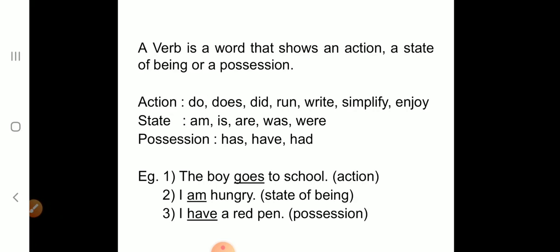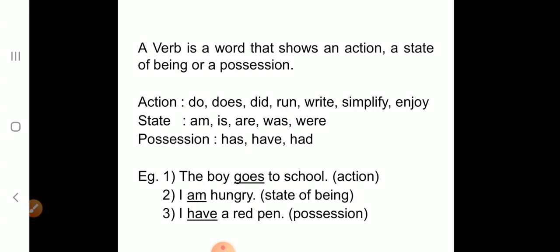As we all know, all words of the English language are categorized into 8 different parts of speech. Of all, verb is the most important part of speech. So first, let's understand what a verb is.